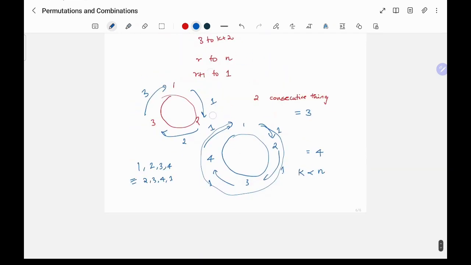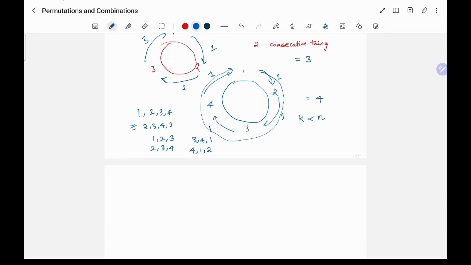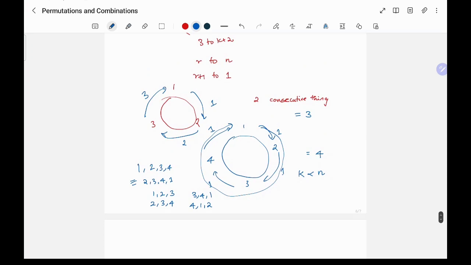If it is less than n, then what will it be? It will be 1 2 3, then 2 3 4, then 3 4 1. You can see all these are different things, right? Different collections. And 4 1 2, all these are different collections. So that's the catch. So this is all with permutation and combination.